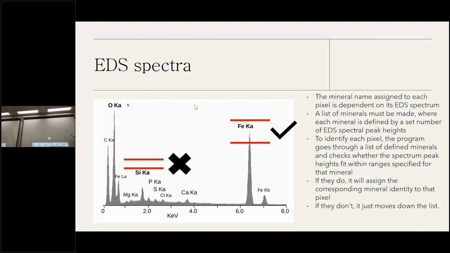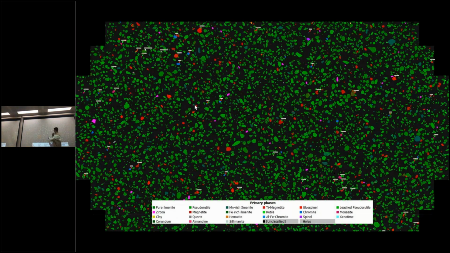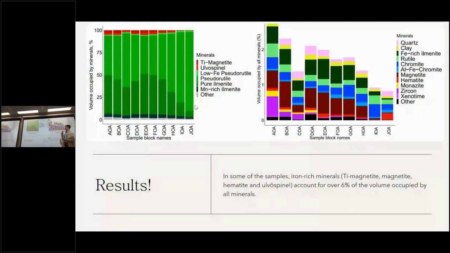And so this is what the program produces. As you can see, all of the different grains have different colors, which corresponds to different minerals. All of those white boxes are grains of interest, which I analyzed in further detail. But generally, green stuff is iron titanium oxides, so the good stuff, and the red stuff is iron oxides, or I should say iron-rich minerals, because we also have ulvospinel in there. And in some of the blocks, they account for over 6% of the volume occupied by all minerals.